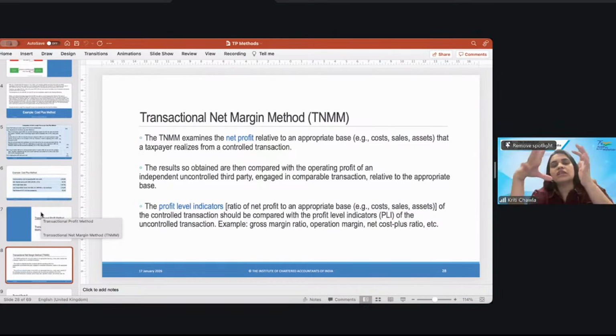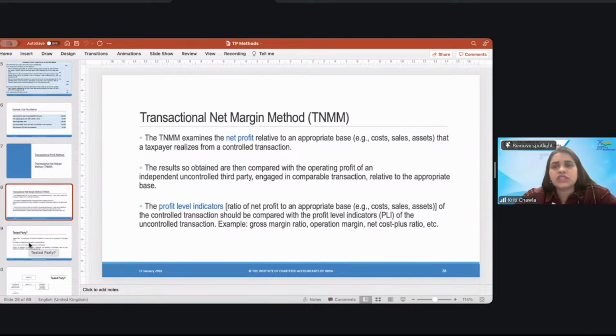So what you do in the TNMM method is compare the PLI in a controlled transaction with the PLI that is earned in an uncontrolled transaction. Compare the PLI in both situations, and then accordingly judge whether the controlled transaction is at arm's length or not.